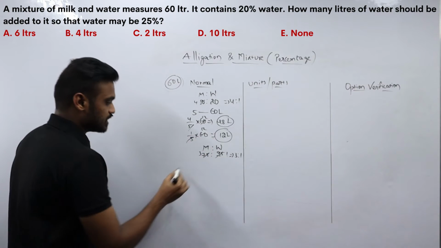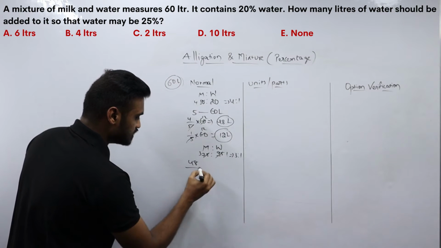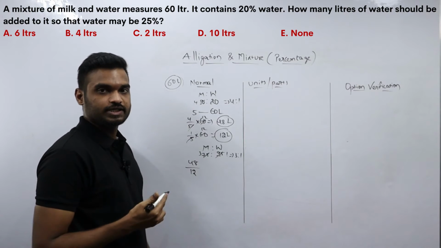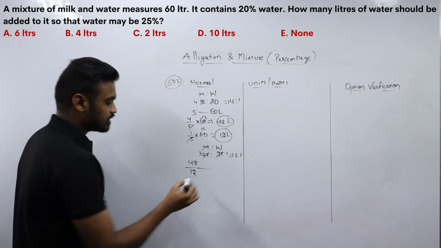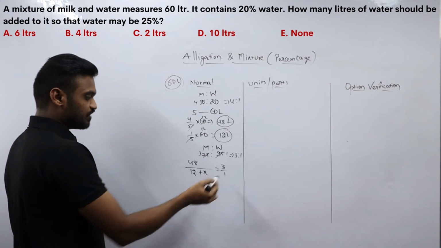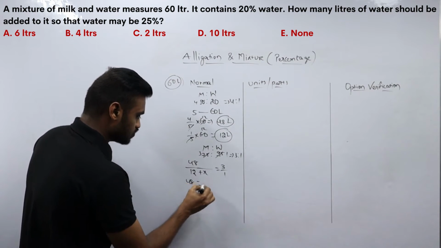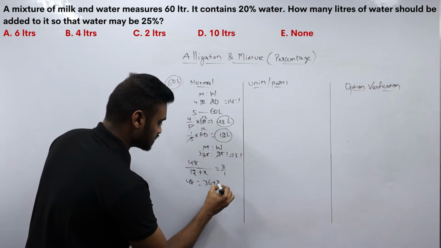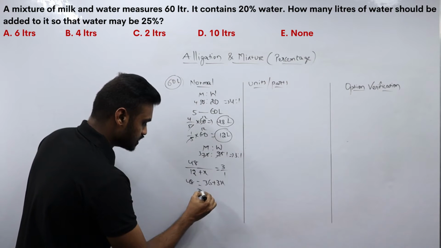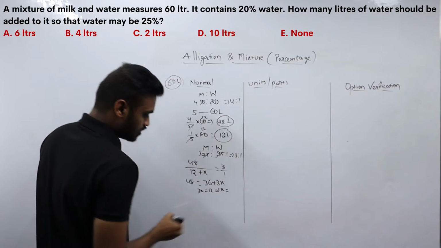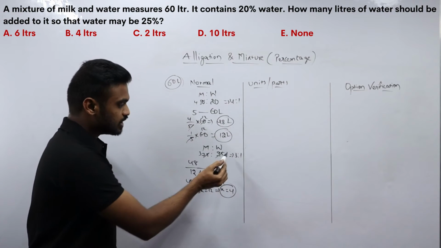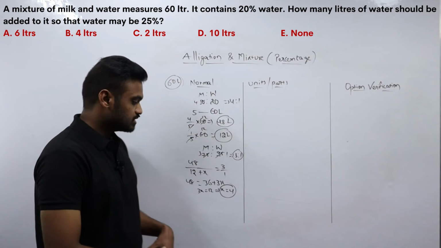Okay, so initially there are 48 liters of milk and 12 liters of water in this total 60 liters. Now they are saying how many liters of water need to be added. So I am considering the liters of water as x here. So we will get the new ratio as 3:1. Okay, now if I cross multiply this, I will get 48 equal to 12 threes are 36, 36 plus 3x. So 3x will be 48 minus 36, that is 12 here. Okay, 3x equal to 12 and x equal to 12 by 3, that is 4 liters. So 4 liters of water need to be added so that the new ratio becomes 3:1. Okay, this is the answer here.